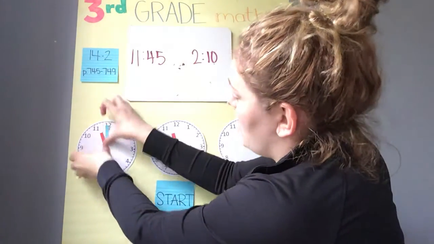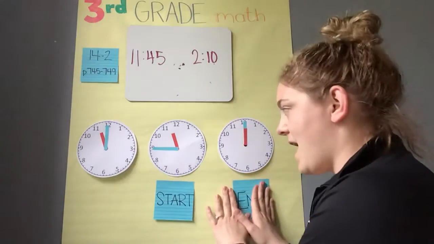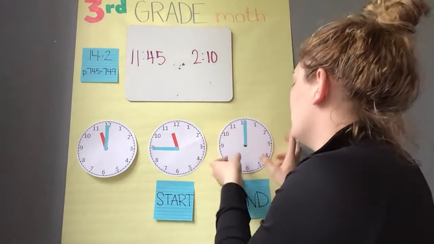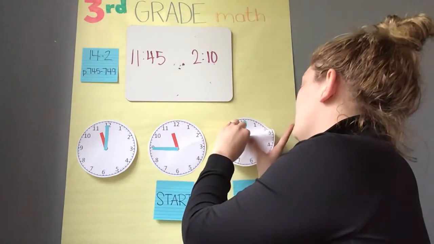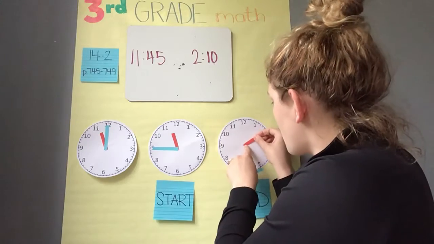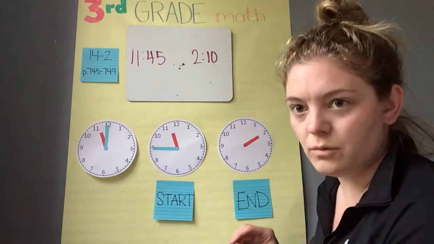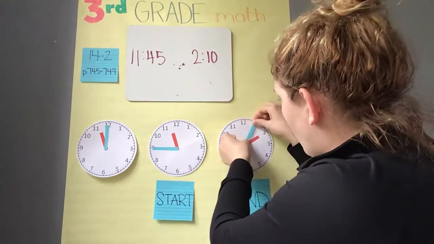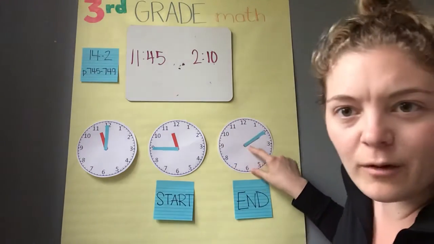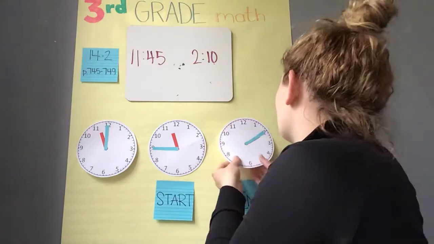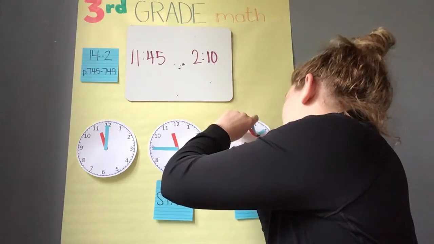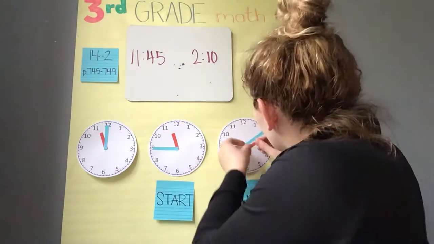Now, just going to get that one out of my way. Now the end, 2:10. So my hour is pointing at the 2, and then I'm going 5, 10. Okay, I'm going to just overlap it like that. I hope you guys can, no, you can't see the red underneath. All right, let me pull that out. I'll put the red on top so you can see it.